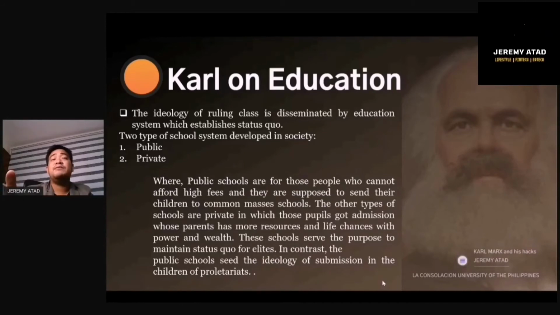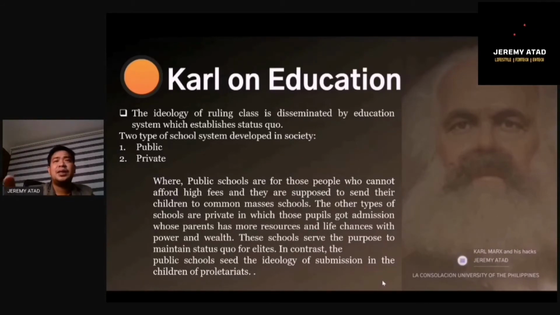Two types of school system developed in society. Because of those ideas of Karl Marx on the different stages of society, we have two types of school system developed, and that's public and private. Public schools are for those people who cannot afford high fees and they are supposed to send their children to common masses schools. The other type of schools are private, in which those pupils get admission whose parents have more resources and life chances with power and wealth. These schools serve the purpose to maintain the status quo for elites. In contrast, the public schools instill the ideology of submission in the children of proletariats.